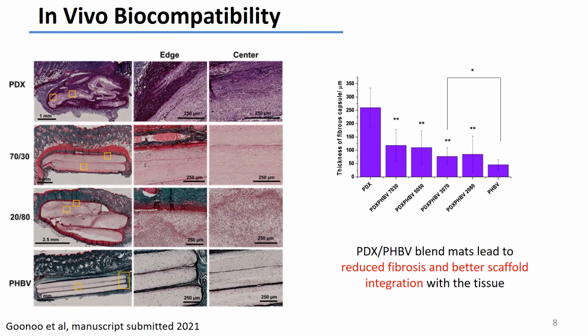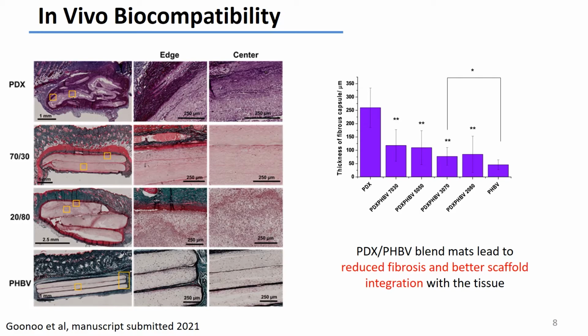In vivo biocompatibility studies of the scaffolds confirmed that they were all non-toxic. Histological analysis of the explanted scaffolds and tissue indicated that the electrospun PDX scaffold showed signs of degradation. The 70-30 scaffold also started degrading, as noted by the thinning of the bottommost scaffold layer. On the other hand, the 20-80 and PHBV scaffolds showed no signs of degradation.